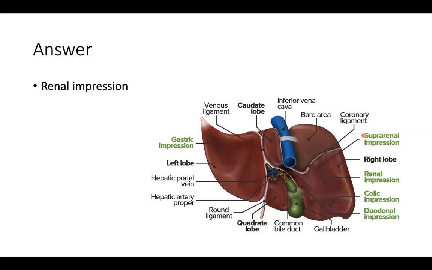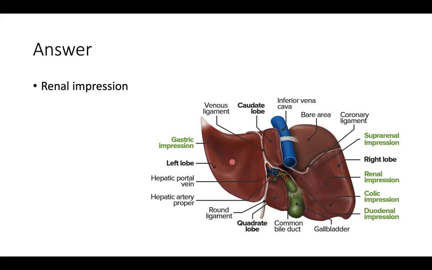The suprarenals are also the adrenal glands, which sit on top of the kidneys. So the first impression that you would see is the suprarenal or the adrenal impression. Then you have the renal impression, and below that you have the loop of the bowel coming, so that's the colic impression. And lastly, here you have the duodenal impression. It's very next to the gallbladder because the gallbladder releases the bile into the duodenum, right? So it has to be in very close proximity.